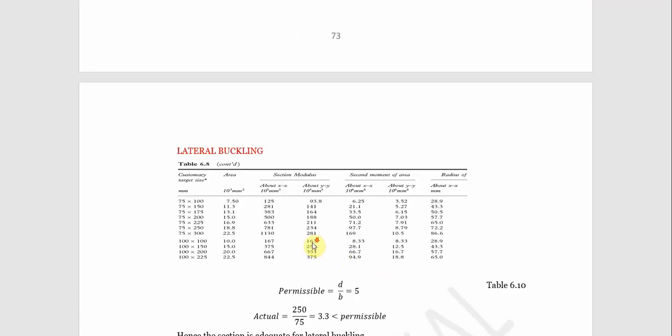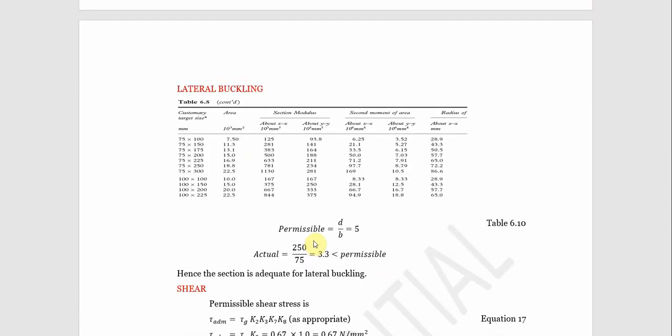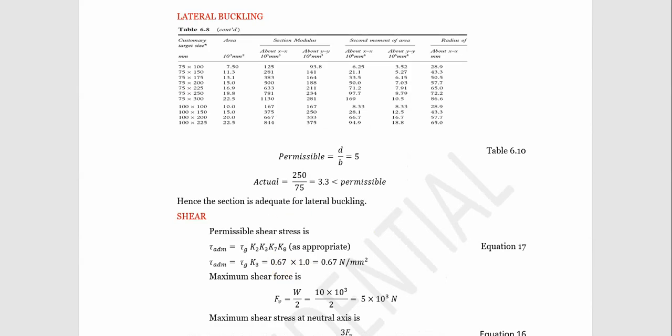Then we can proceed to lateral buckling. For lateral buckling, the depth over width is equal to 5. So the actual member we are using, since we are using 75 by 250, we have 250 over 75, which is equal to 0.3, which is less than the permissible 5. So the section is adequate for lateral buckling.